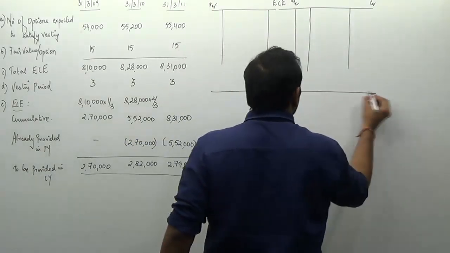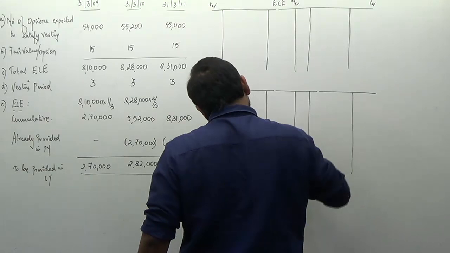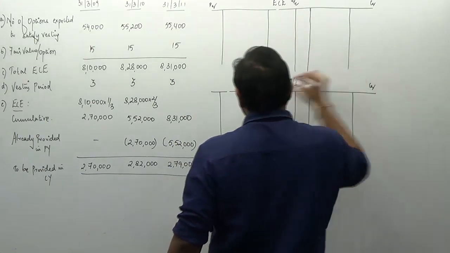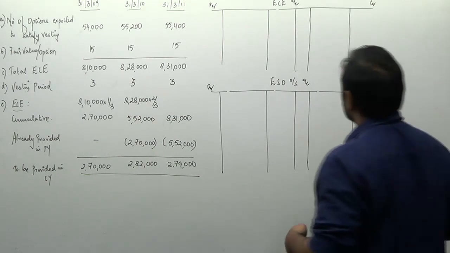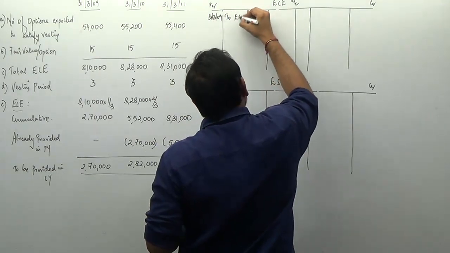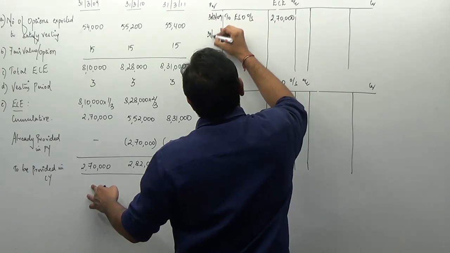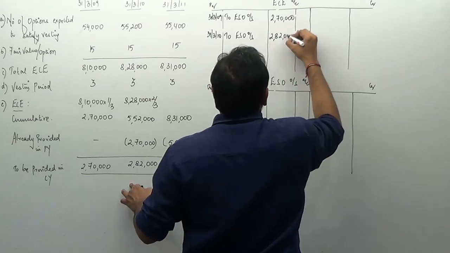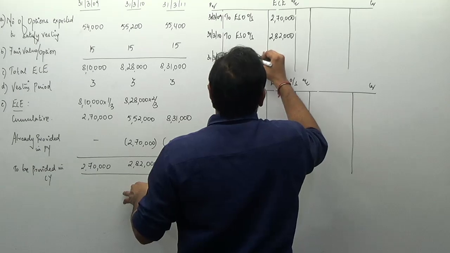Employee compensation expense account and Employee stock option outstanding account. First date is 31st March 2009, to employee stock option outstanding, first year 2,70,000. 31st March 2010, same entry, 2 years outstanding, 2,82,000. Last year 31st March 2011, 2,79,000.